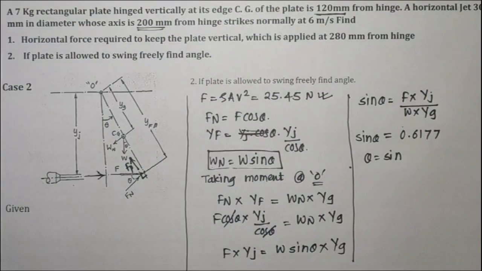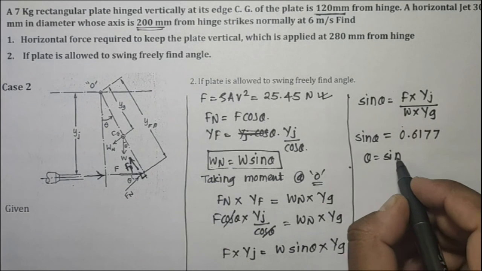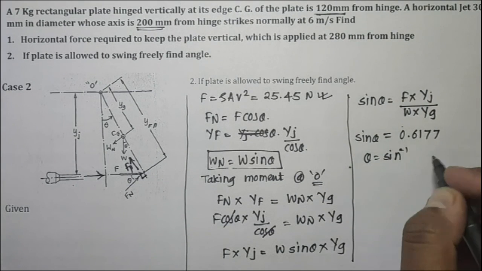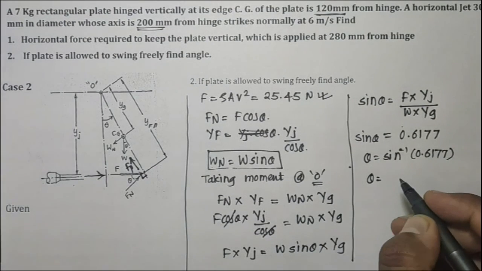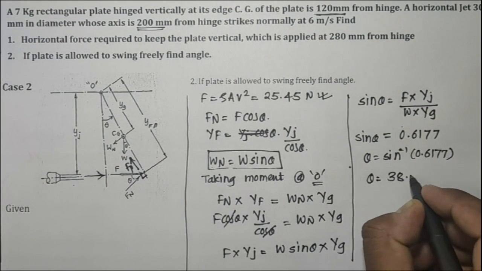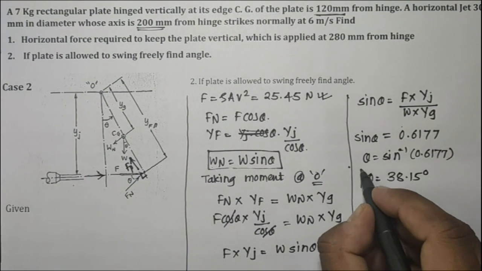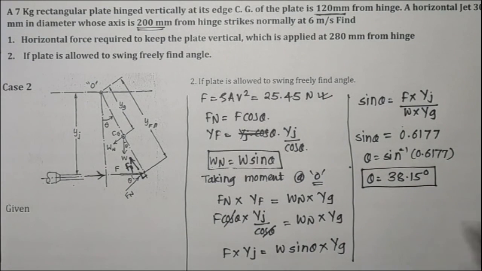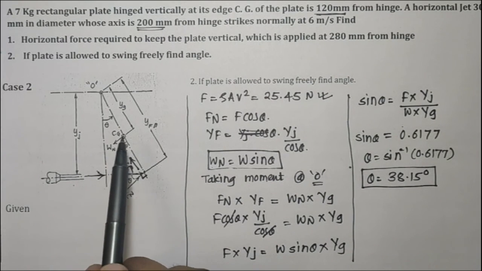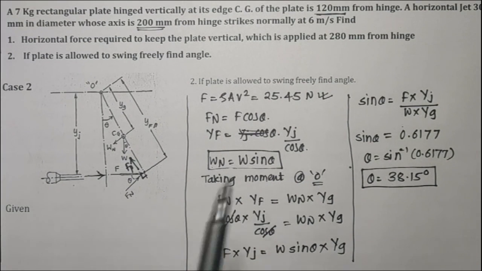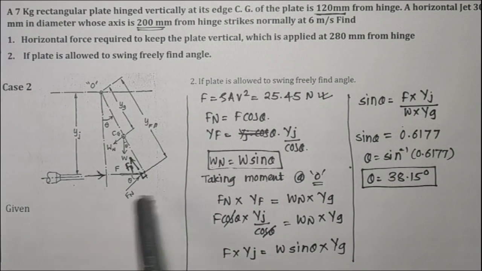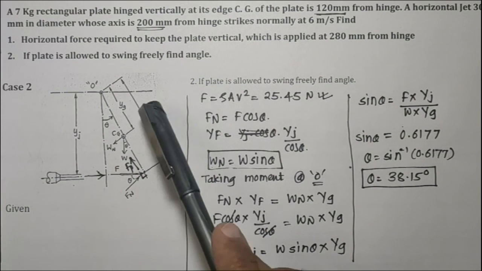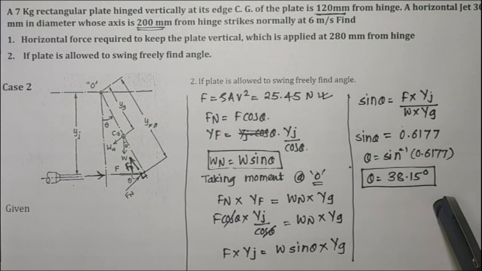0.6177, or theta is the sine inverse of 0.6177, so theta is 38.15 degrees. So if the self weight is 7 kg, the force applied is 25.45 Newton, and there are these locations, then to achieve equilibrium at this angle theta of 38.15 degrees, we will have all these conditions.